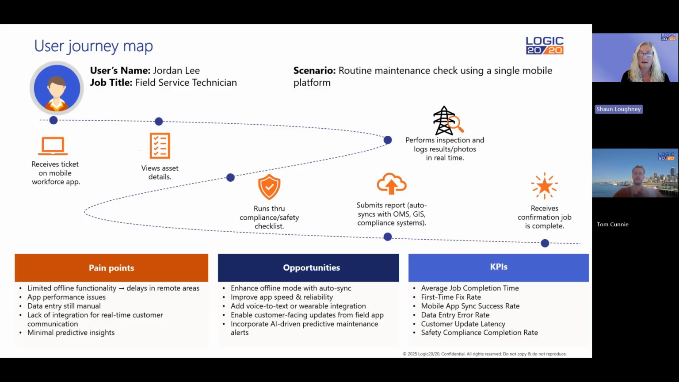Again, we want to add KPIs so that we are monitoring that we are actually improving this process for this user. We may add an average job completion time, a first-time fix rate, or mobile app sync success rate.